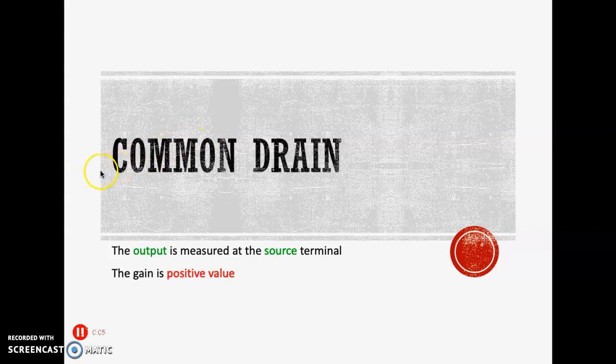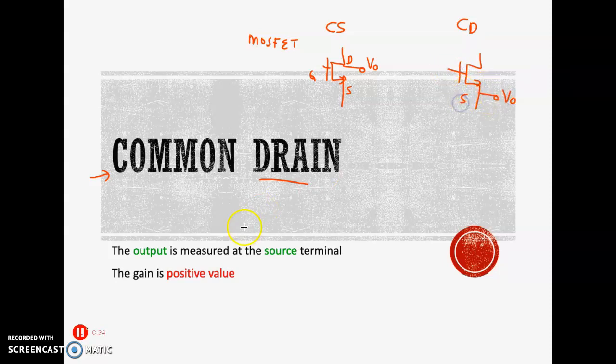So now let's move to the last part of this chapter. That is what we call common drain. For your MOSFET amplifier, you have two parts. One is what we call common source, and another one is common drain. How do you know this is common source? This is source, gate, and drain. Your Vout is located at the drain. But for your common drain, your Vout is located at your source.